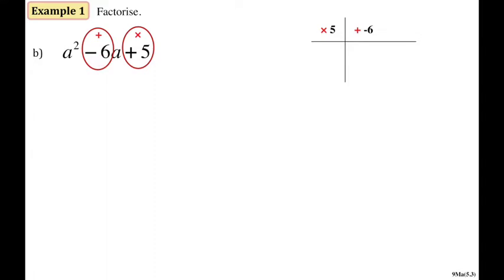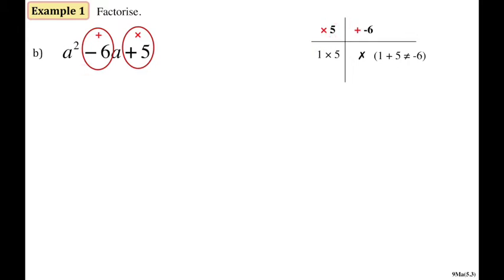What are the numbers that multiply to give 5? Well, obviously 1 and 5. That's good. 1 times 5 is 5. But do 1 and 5 add to give minus 6? No, they add to give 6, not minus 6. So that's no good to me. What other numbers multiply to give 5? Well, there aren't any other whole numbers.